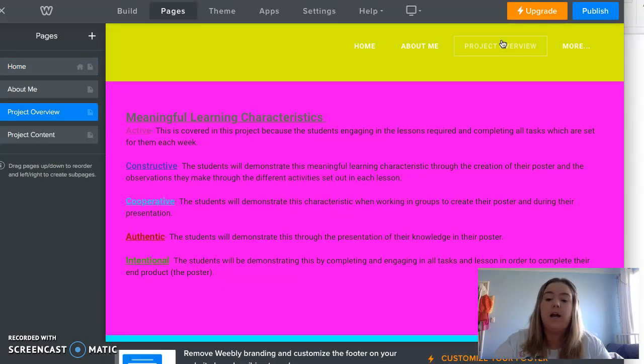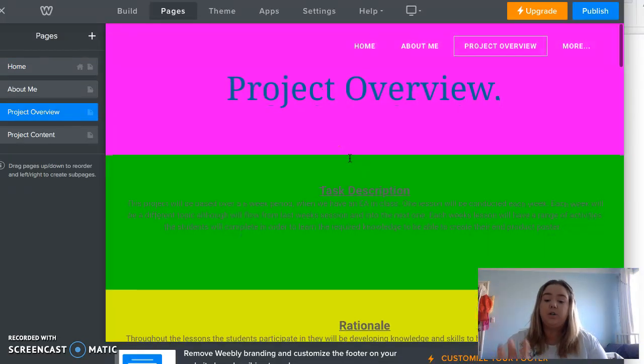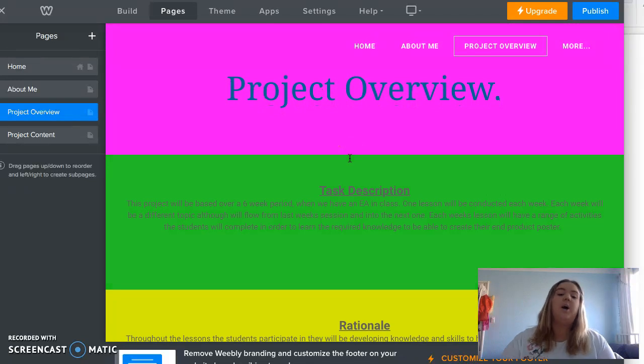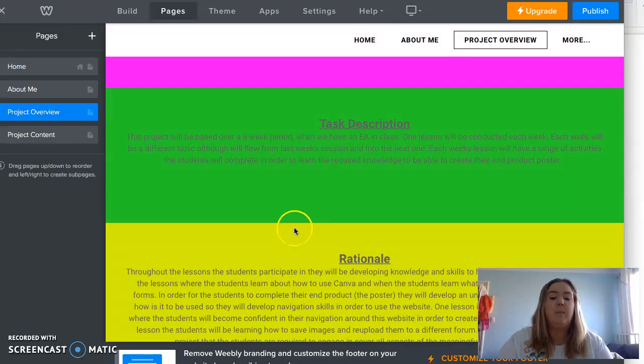On my website, I have put a project overview page, which just has a basic description of the tasks. It mentions how the tasks are over a 6-week period. One lesson will be conducted each week, and each week the topics will be different, although they will flow from the last and into the next. The lessons all have different activities within them just to help the students, I guess, learn.